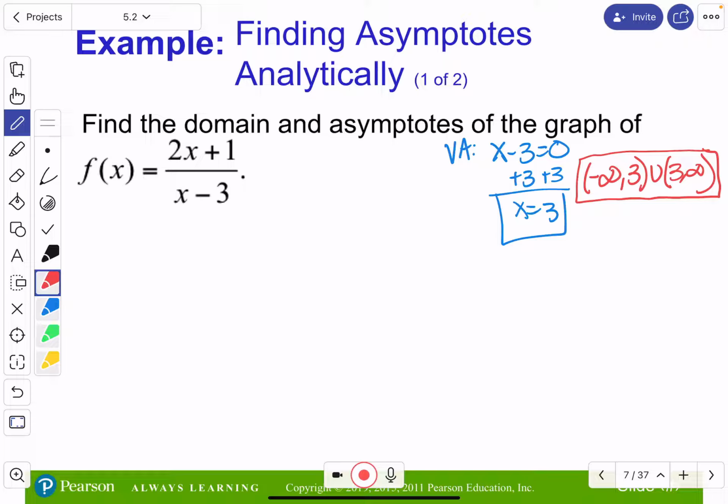Now look at our horizontal ones. The degree of the top is 1. The degree of the bottom is 1. So we're going to divide the terms in front of that x. So this one's a 2. This is a 1. So our horizontal asymptote is 2 over 1, or 2.